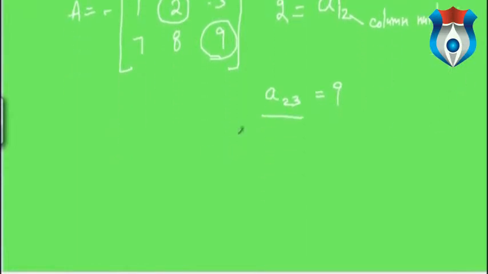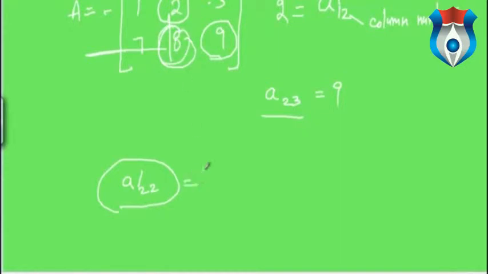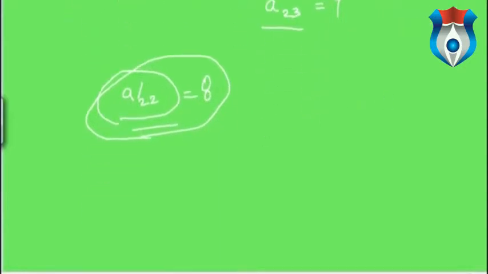Now if you are given any location, let's suppose you are given A22, then you should be able to find which element is present at this location. Second row, second column, it's 8. So at the A22 position, the number 8 is present.